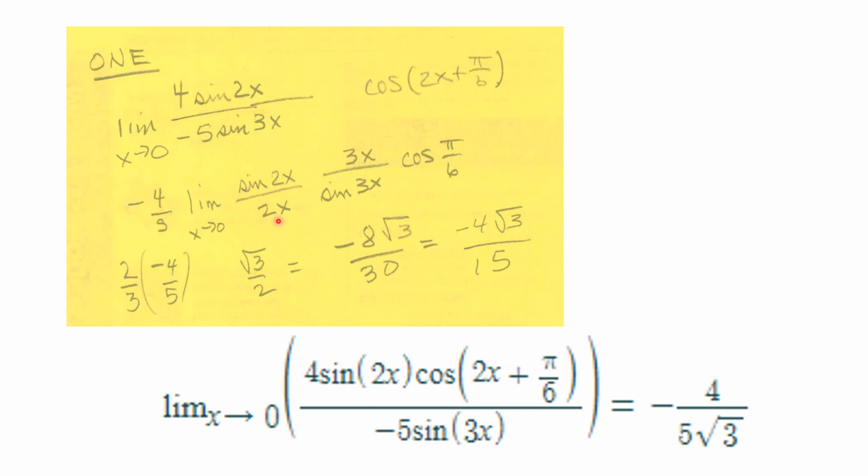But then we have to multiply top and bottom by 3 over 2. So 3 over 2, but here it's going to be 3x over 2x because we know this limit is going to be 1 and this limit is going to be 1. But if we multiply by 3 over 2, we have to divide by 3 over 2, which is the same thing as multiplying by 2 over 3. So we get minus 4 over 5, 2 over 3, and when we plug 1, 1, and this is square root of 3 over 2, and so we get this number here. It is minus 4 square root of 3 over 15, and that is equivalent to this expression that we have here as well.